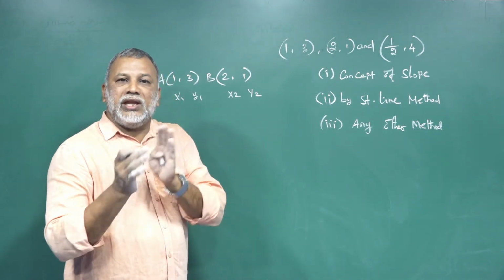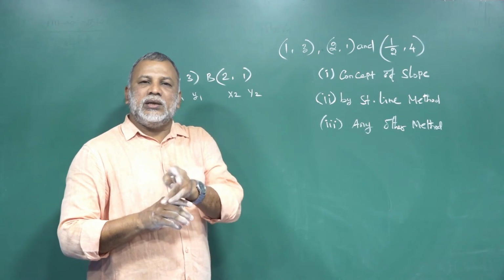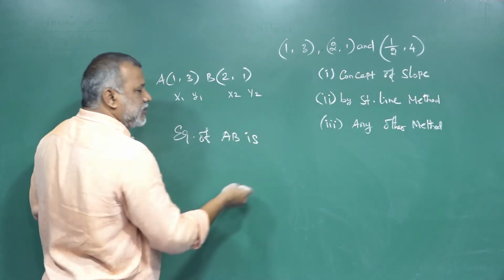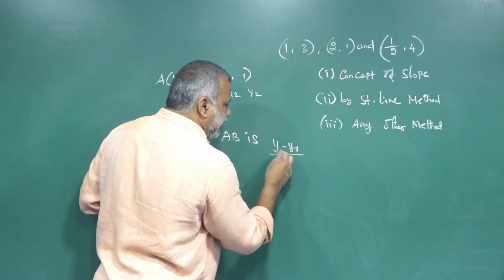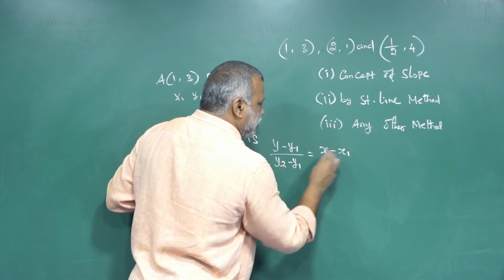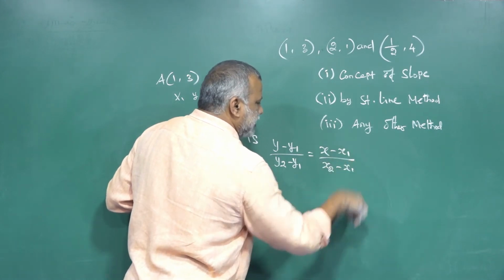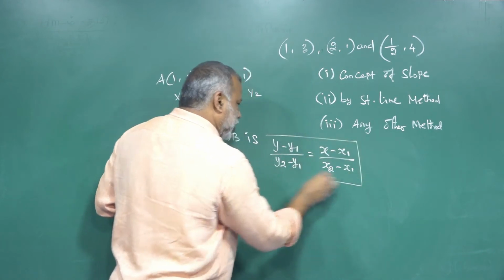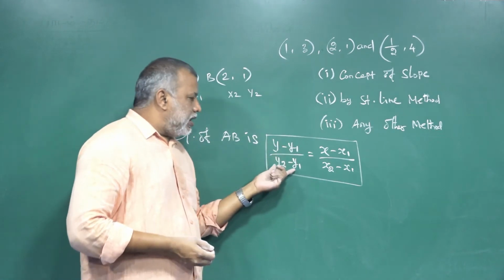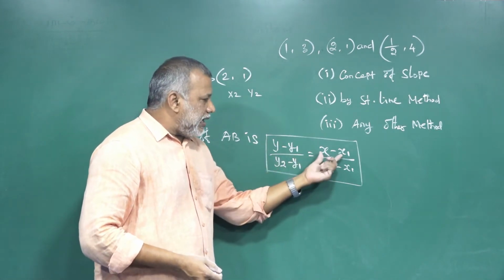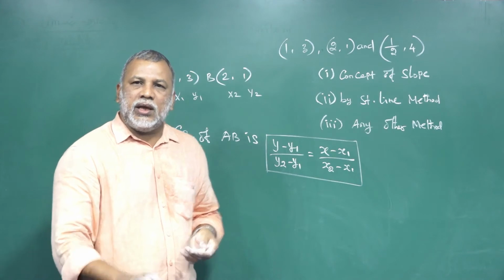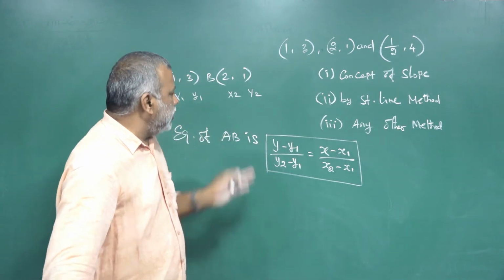The equation of the straight line joining any two points. Equation of AB is (y minus y1) divided by (y2 minus y1) is equal to (x minus x1) divided by (x2 minus x1). You know this formula from your lower classes; we already used it many times. This is the equation of the straight line joining any two points. Now we are going to input the data.